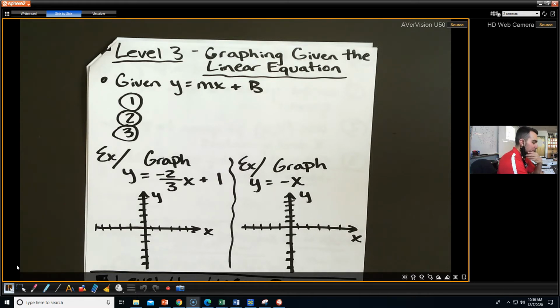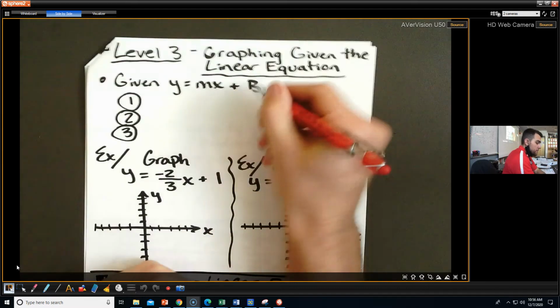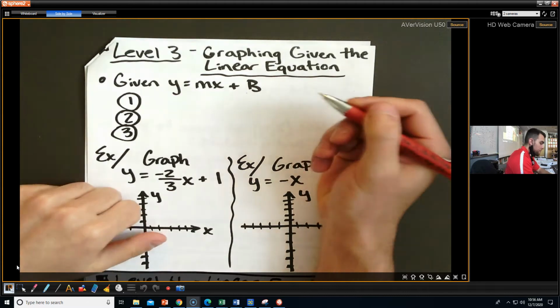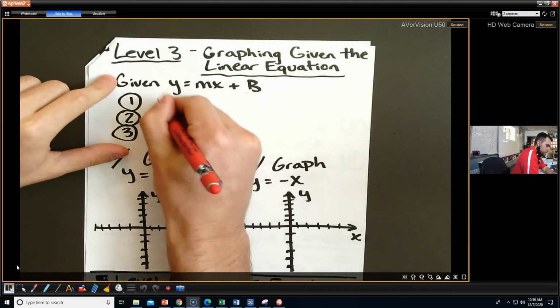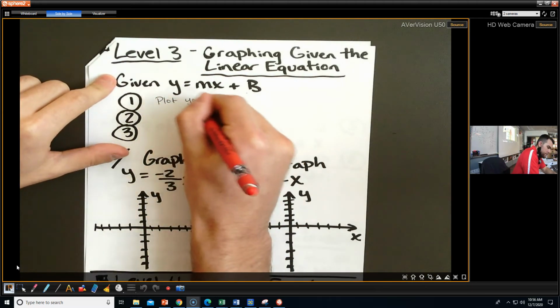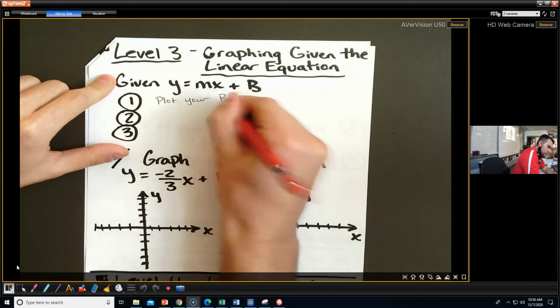Okay. Now, graphing given the linear equation, you can do it in 3 quick steps. So you need your starting point when you actually graph this. And your starting point is going to actually be this B right here. So what you could do first is plot your B first.